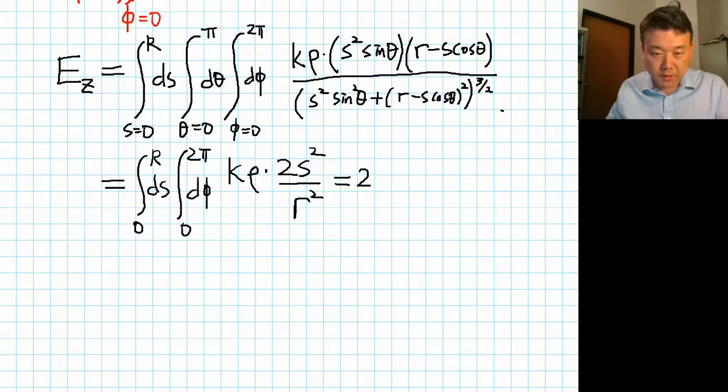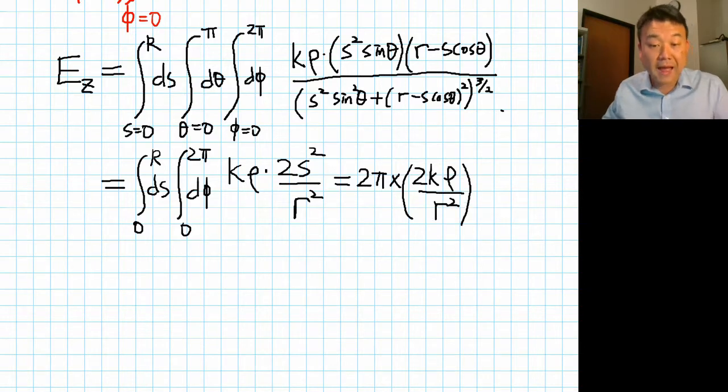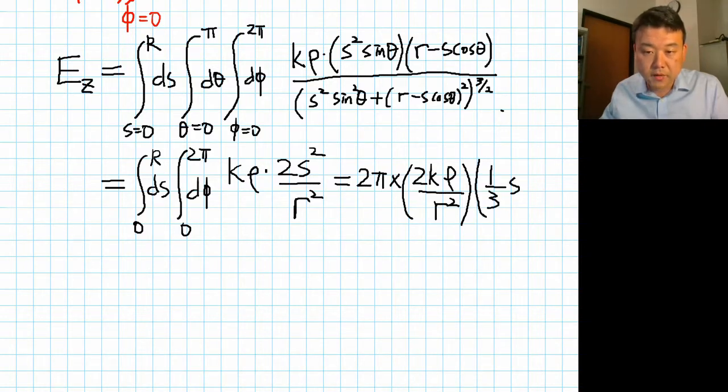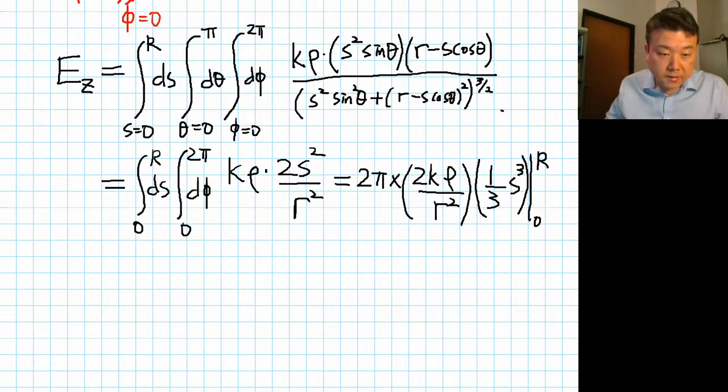So multiplication by 2 pi for the phi integral, times, let me write out all the constants that I would factor out: 2k rho over r squared. And now the antiderivative of s squared, well, that's going to be 1/3 s to the third power, evaluated from 0 to r. All right, let's plug all this in and see what we get.